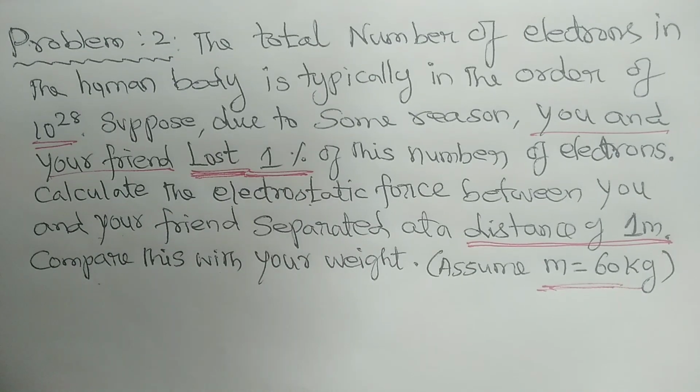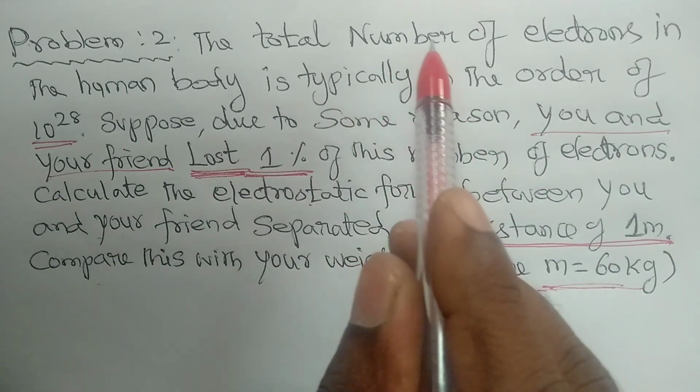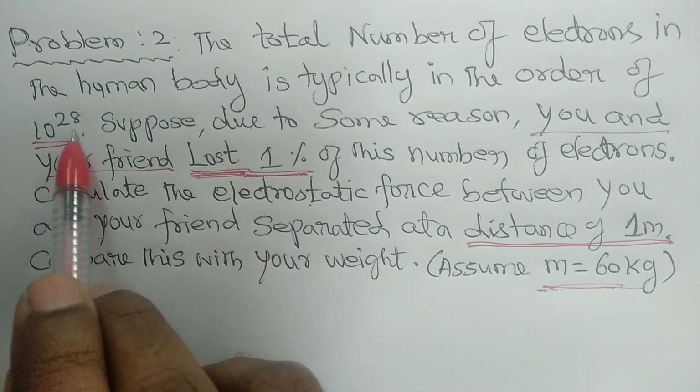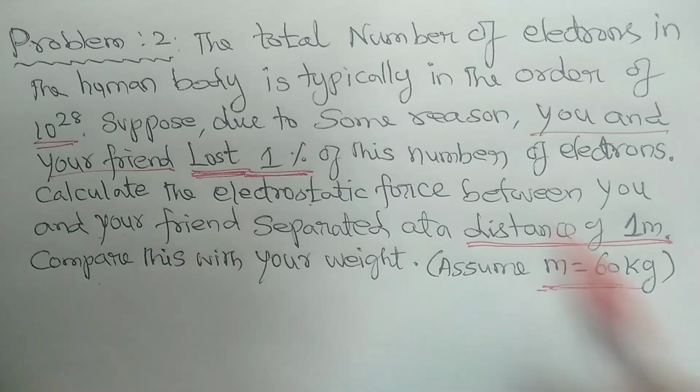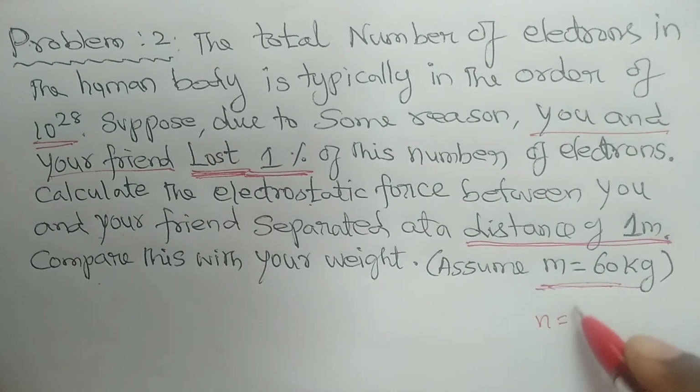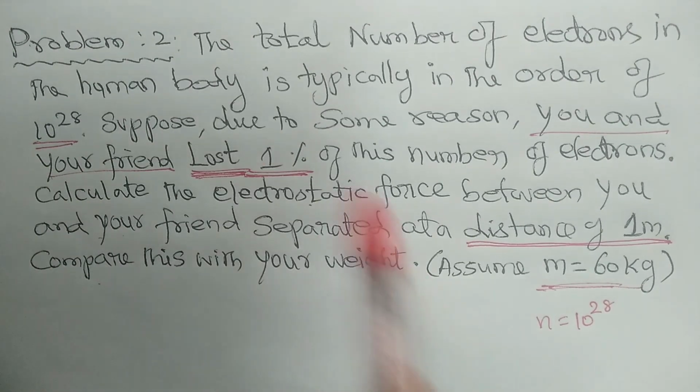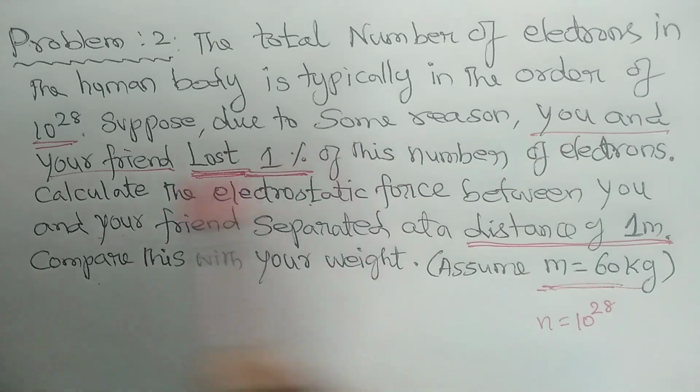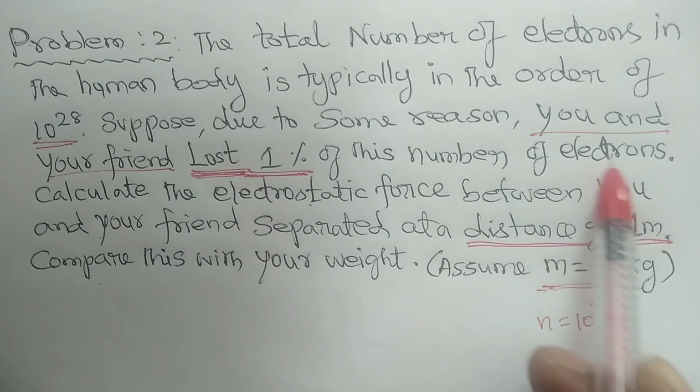So in this problem, what are the given data? First you can understand the number of electrons in the human body is 10 power 28. Suppose you will consider N is equal to 10 power 28. Due to some reason you and your friend lost 1% of this number of electrons.